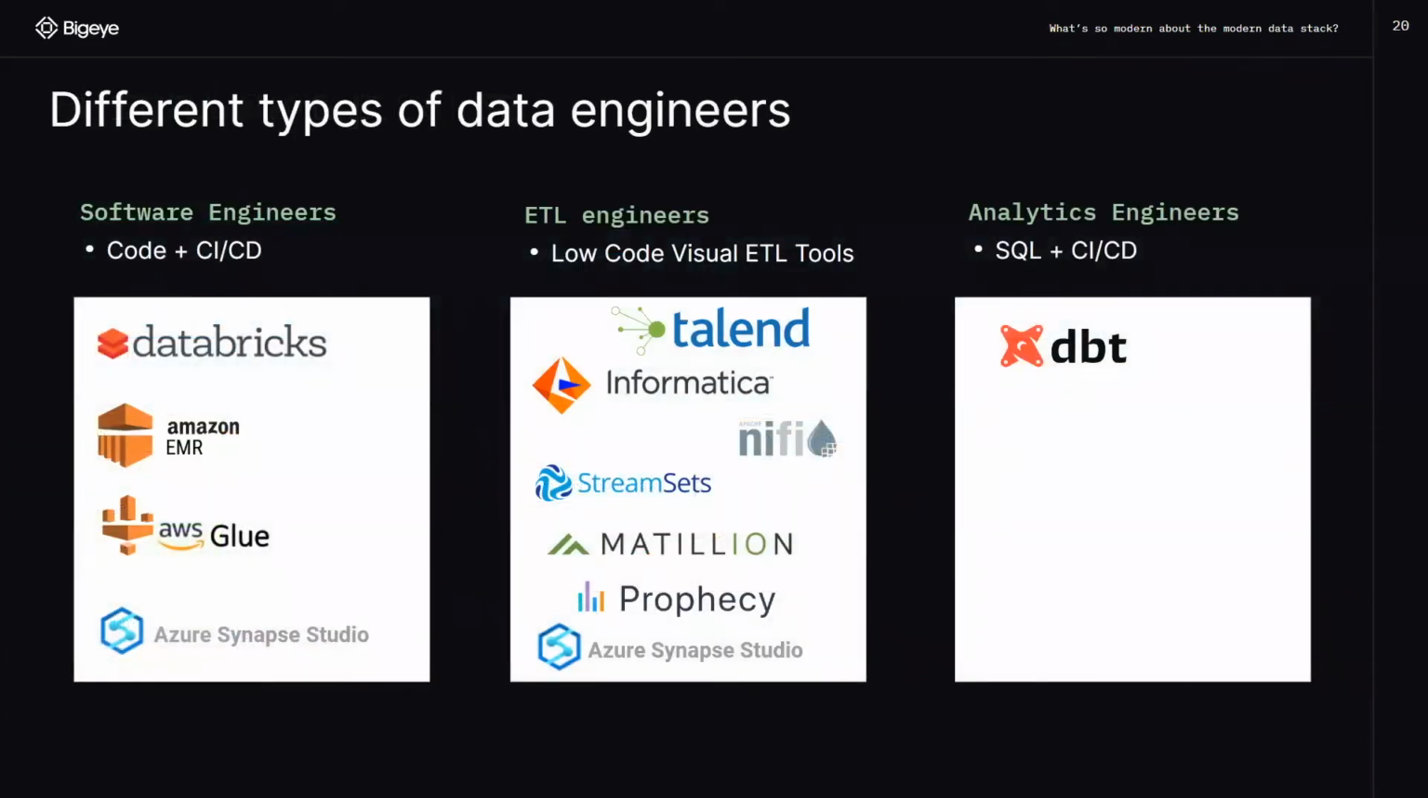One observation that I've made is that there are many different types of data engineers. There are data engineers who used to be software engineers. There are data engineers who used to be ETL engineers. And there are data engineers today, which we call analytics engineers, that do things using SQL. So let's dive into each of these, because I think the question here is, hey, what's the right way to do it?